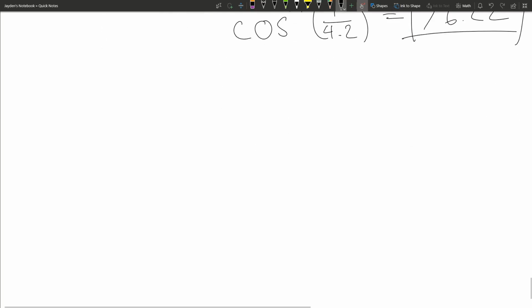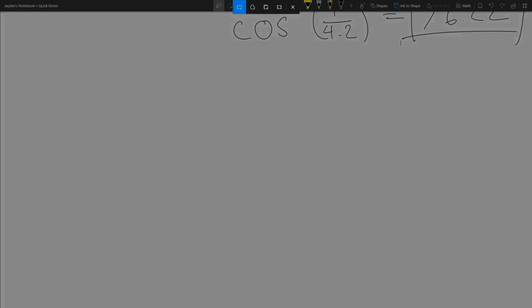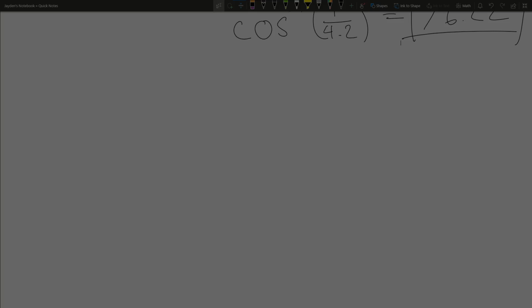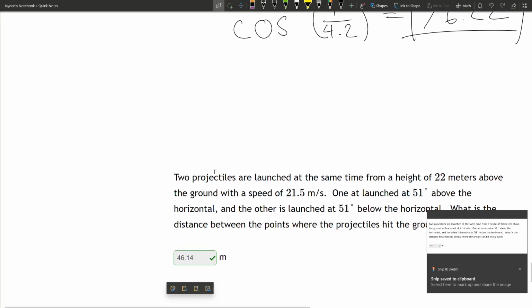Particle starts from the origin. Okay, so it's a very similar question to the first one. I'm sure you guys can figure it out. So this one's actually pretty tough. Let's do this one real quick.